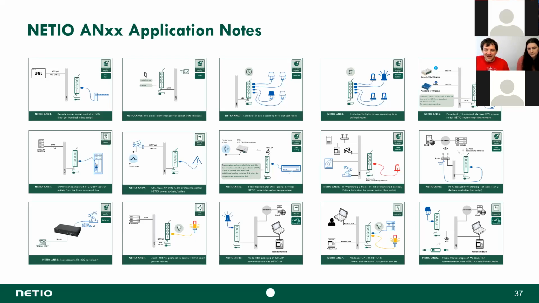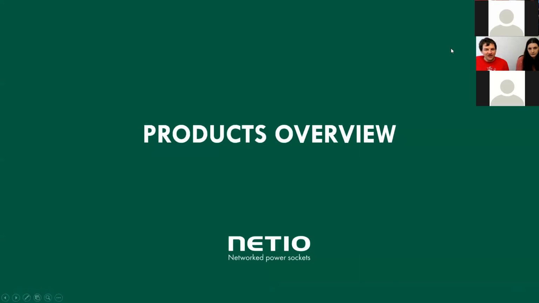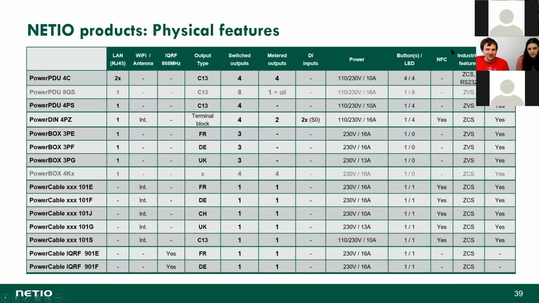A typical case is AN09, which is basically the watchdog, where we ping 2 IP addresses. If one of them is not alive, that means your connectivity is fine but your router, for example, is dead or something like that, and it restarts it. There are a lot of options in the application notes. Check our website. Good, that's all about the products overview.